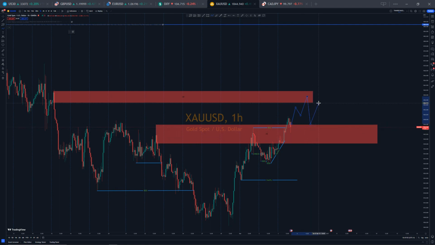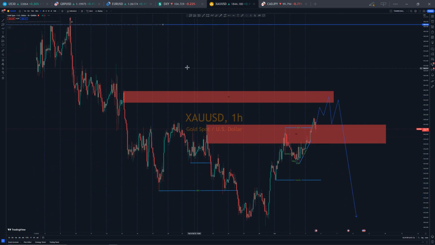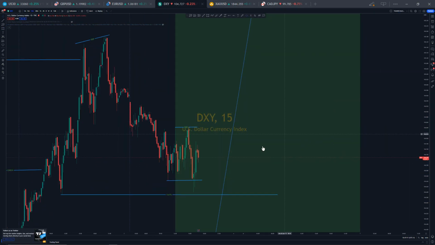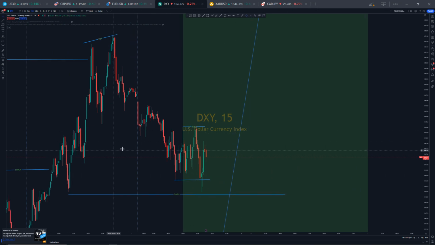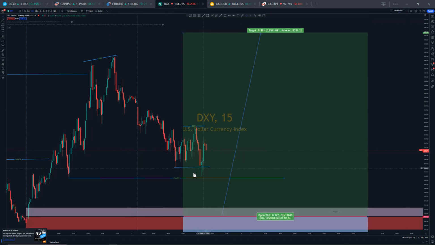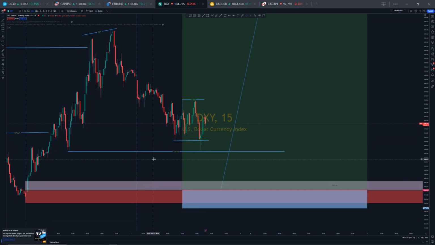If that actually plays out, we'll see how this goes anyways. We'll see how this goes. And then we have the DXY over there. So I was anticipating that market could actually come, take out that and go all the way up. So the market still hasn't taken out liquidity and come all the way here. So we're still yet to wait.